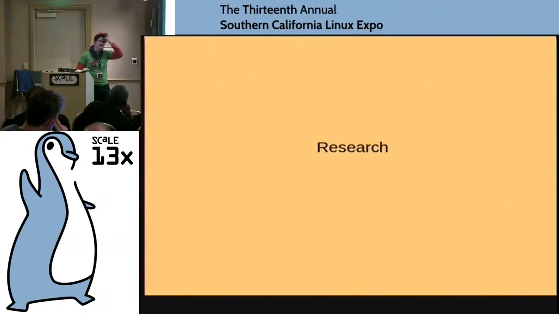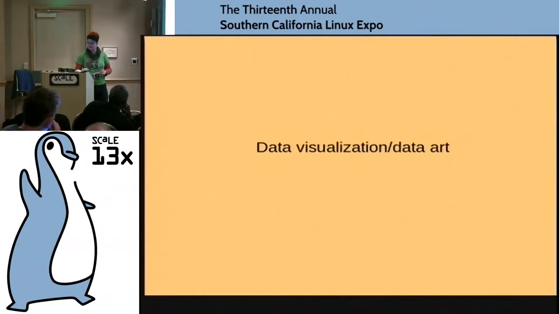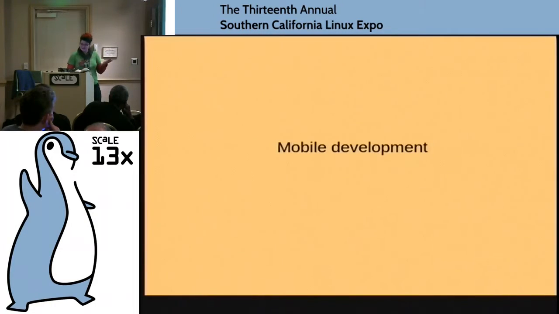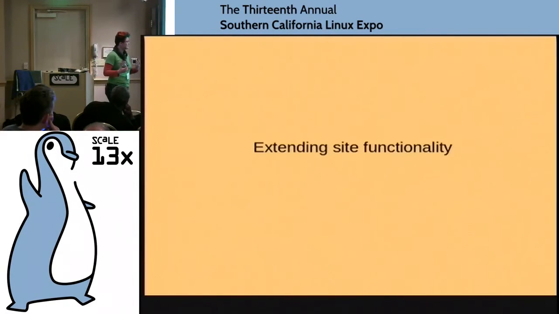Twitter, Wikipedia, Facebook. I know people who are working in all of these areas. You can use them to get the data for data visualization or data art, which is sort of taking the data as a starting point, less to display the truth of it and more to use it to make aesthetic stuff. APIs are useful for mobile development. They're also useful for extending site functionality.